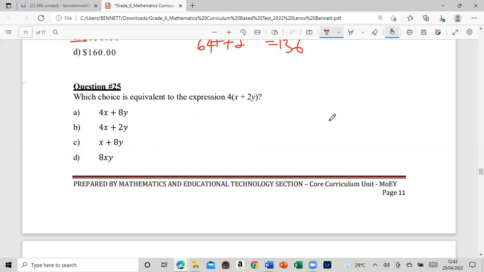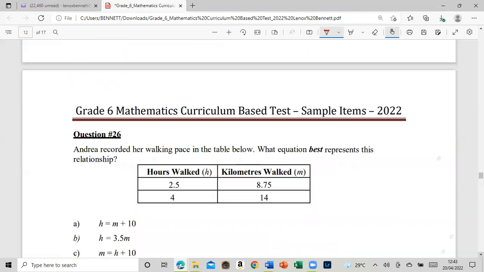Which choice is equivalent to the expression 4 bracket x plus 2y? All right, so it will be 4 times x, that's 4x. 4 times 2y, that's 8y. So that's 4x plus 8y. Very nice question.